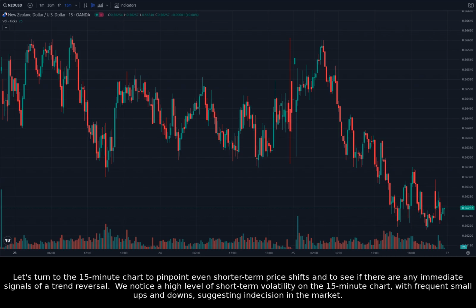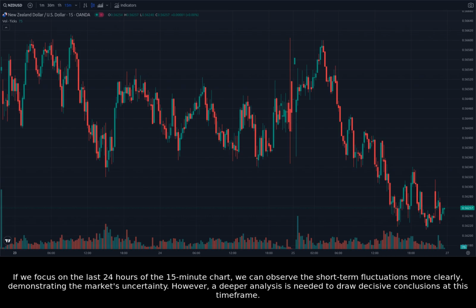in the market. If we focus on the last 24 hours of the 15-minute chart, we can observe the short-term fluctuations more clearly, demonstrating the market's uncertainty. However, a deeper analysis is needed to draw decisive conclusions at this time frame.